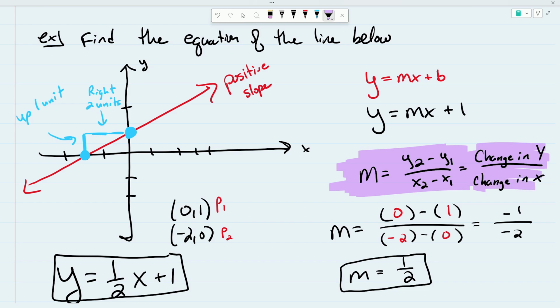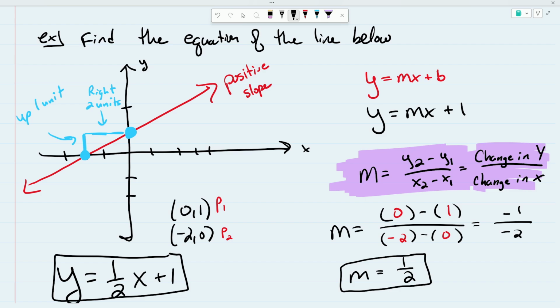So, hopefully by looking at this, you don't even have to use the formula if you don't want to. Just start at one ordered pair and then go to the other ordered pair. The key to remember is we always read slopes from left to right. All right? That's why I know this is a positive slope.